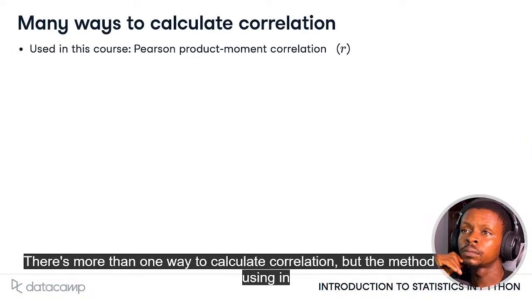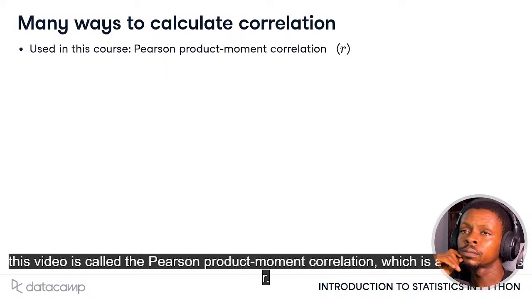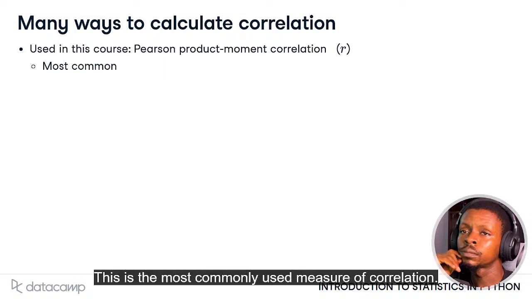There's more than one way to calculate correlation, but the method we've been using in this video is called the Pearson product moment correlation, which is also written as r. This is the most commonly used measure of correlation.